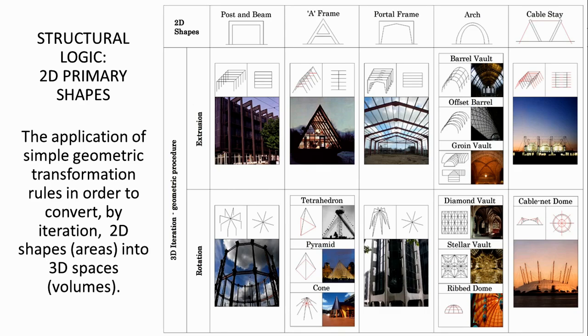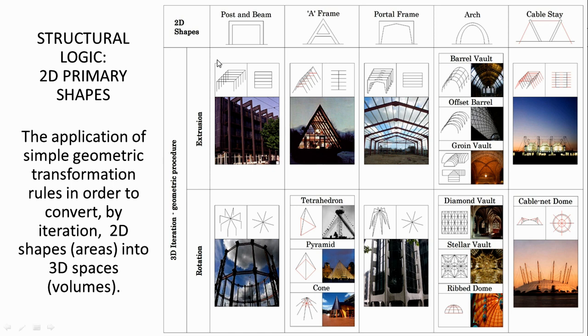Now, let's have a look at this chart. I will put this on your Blackboard site so that you can again pin it up on your wall and have it in front of you to look at whenever you need to. So go back. This is the principle of structural logic here. We are applying geometric procedures to two-dimensional primary shapes. Now, these primary shapes are all structural shapes, aren't they? Look along the top. Two-dimensional shapes.